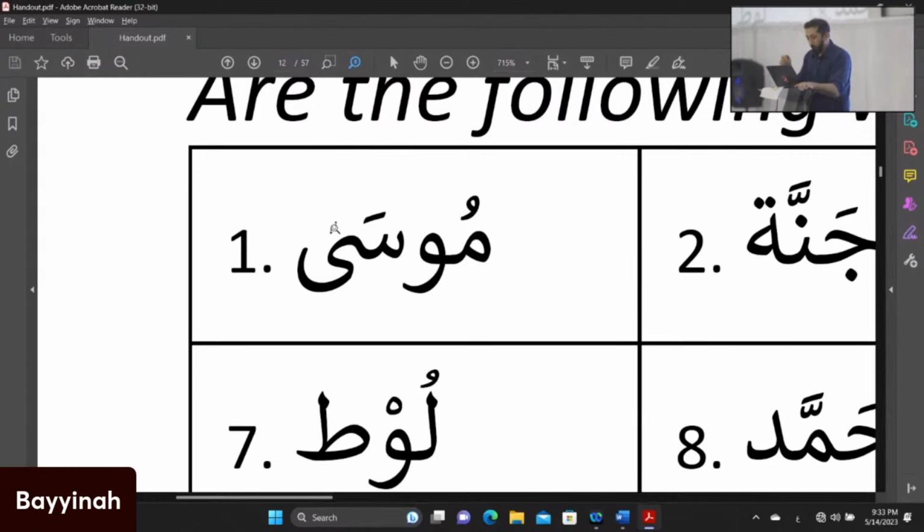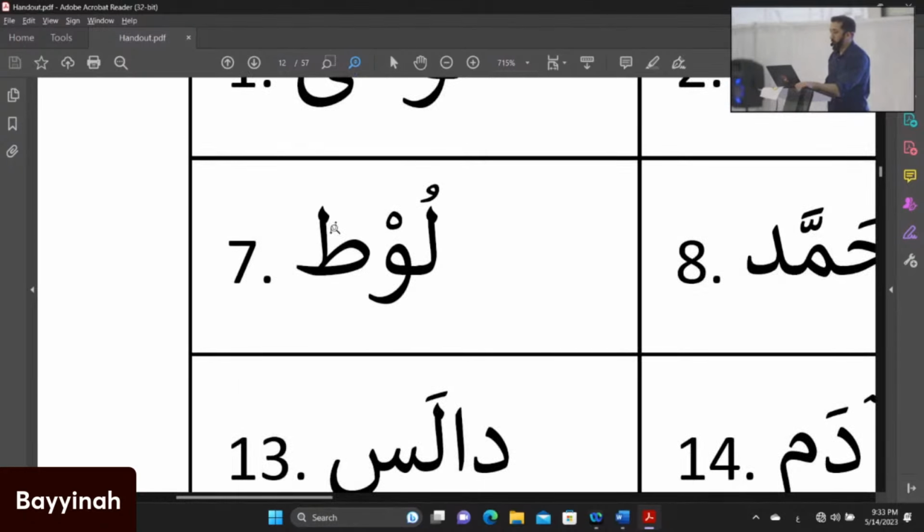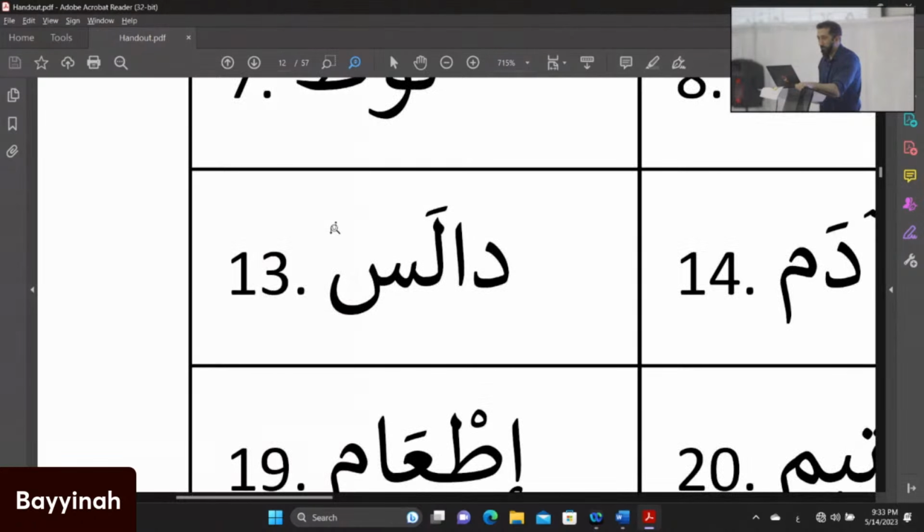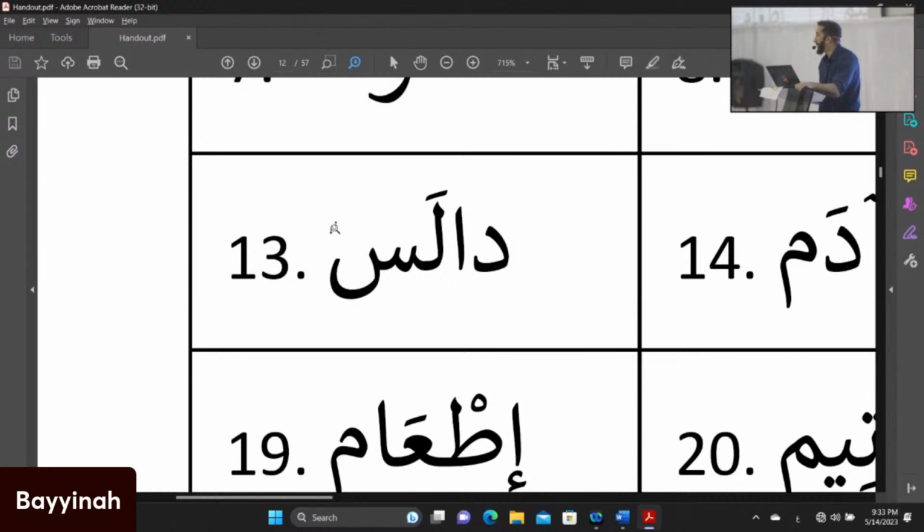Okay. At number 7, we have Lut. Can someone explain why this non-Arab name is fully flexible? Because it's 3 letters. Very good. Lutun, Lutan, Lutin. Dallas. It's not in the Quran. It's Dallas. You're like, Dalasa. No, no. It's just Dallas.